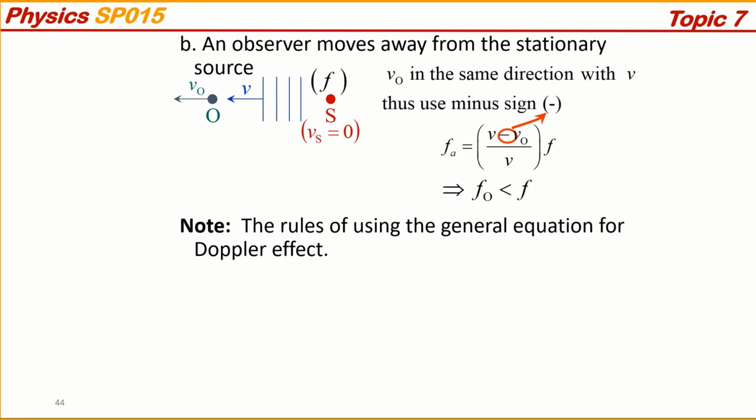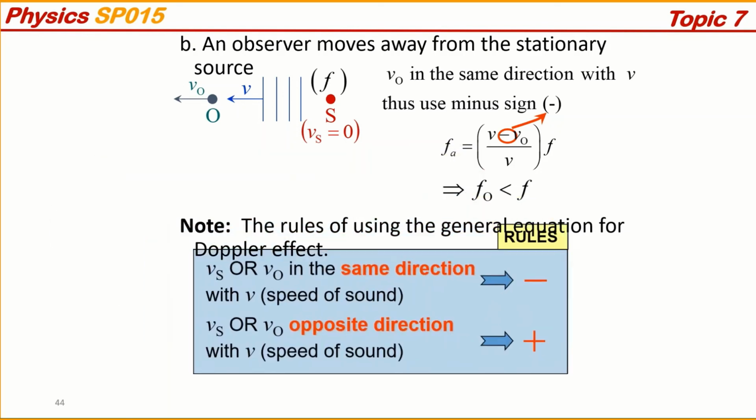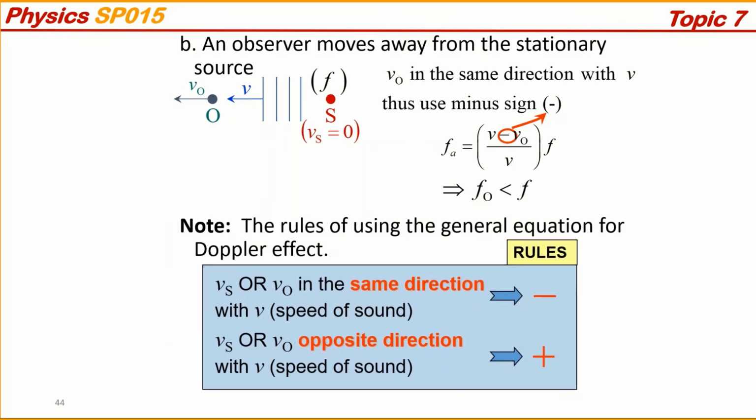Finally, note the rules of using the general equation for Doppler effect. Vs or V0 in the same direction as V, which is the speed of sound, therefore use negative. Vs or V0 in the opposite direction to V, the speed of sound, therefore use positive.